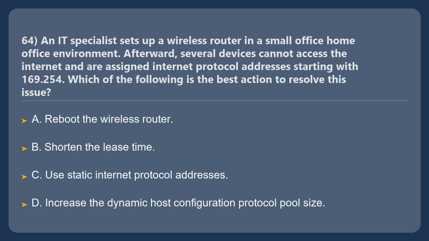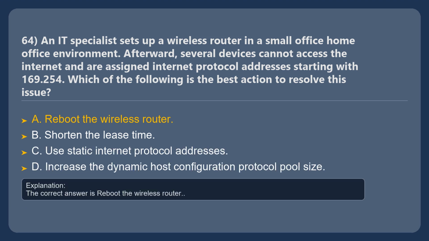Question 64. An IT specialist sets up a wireless router in a small home office environment. Afterward, several devices cannot access the internet and are assigned Internet Protocol addresses starting with 169.254. Which of the following is the best action to resolve this issue? Option A, reboot the wireless router. Option B, shorten the lease time. Option C, use static Internet Protocol addresses. Option D, increase the dynamic host configuration protocol pool size. The correct answer is option A, reboot the wireless router.